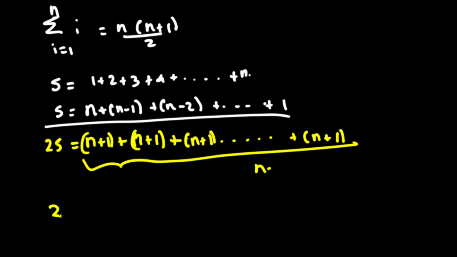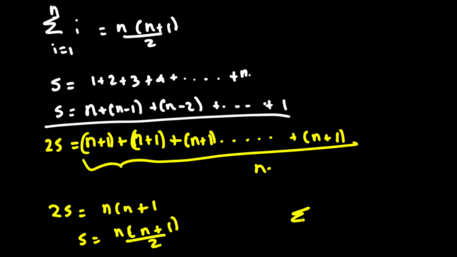Now we can express this as 2s is equal to n times n plus 1. So s is equal to n times n plus 1 divided by 2. So finally we can express this one as summation i starting from 1 to n of i, that's equal to n times n plus 1 divided by 2. And that's how we derived it.